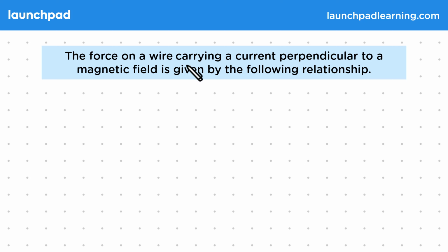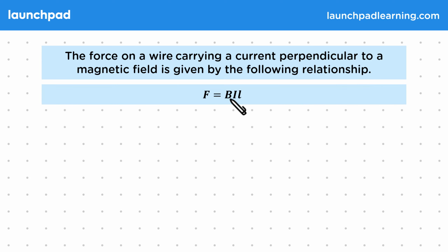The force on a wire carrying a current perpendicular to a magnetic field is given by the following relationship. F equals B times I times L. This equation describes the motor effect, the phenomenon of a wire experiencing a force when it carries a current through a magnetic field. In this equation, F represents the force the wire experiences in newtons.